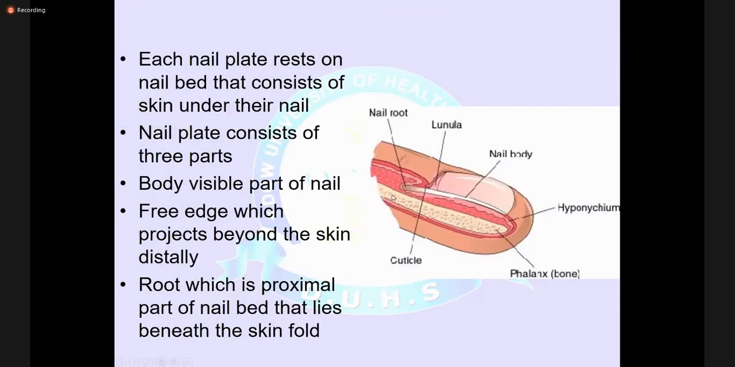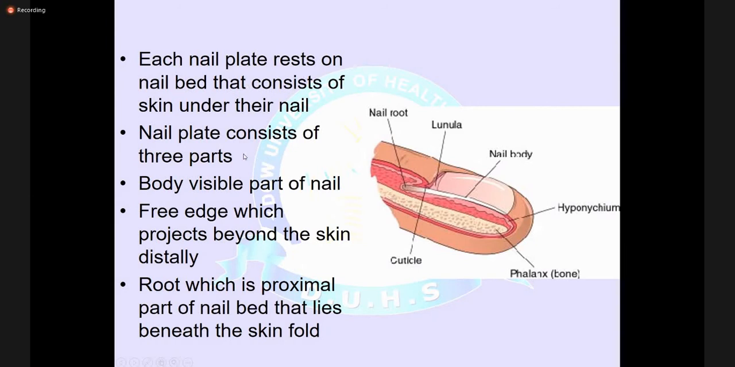Now the structure of the nail can be seen in this diagram, where the nail rests over the structure or the matrix which is named as nail bed. Right, and deep to it, we have the phalanx or the phalanx bone. Right, and this is the lunula, the portion that is showing the whitish, crescentic shaped area that is hidden by the fold of the skin. Then this is the area which is named as root of the nail, and this is the cuticle that is surrounding the outermost corner of the nails.